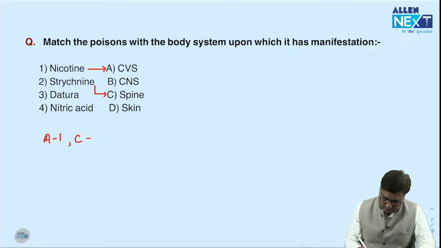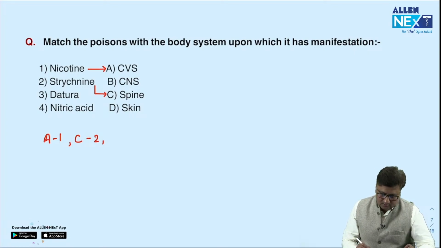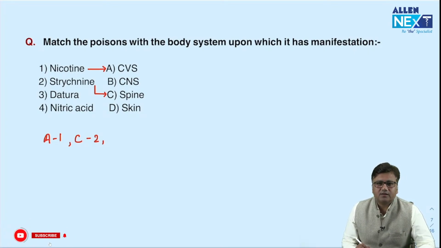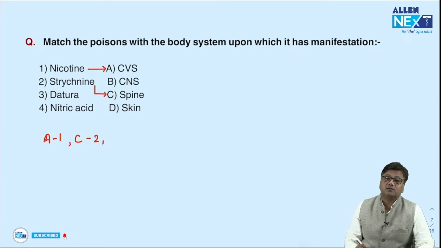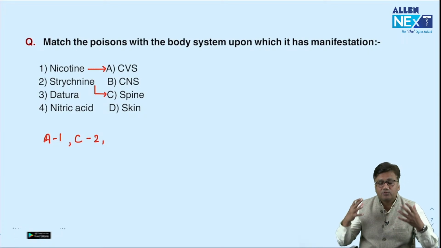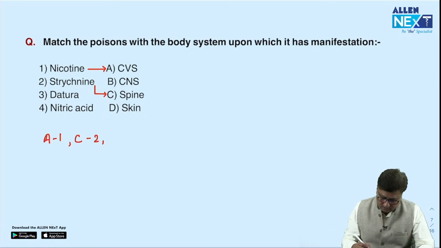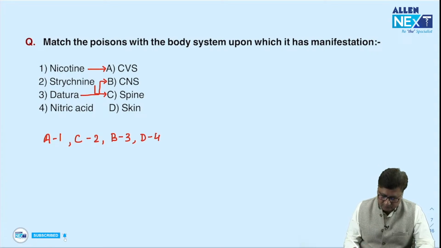C matches with 2. Then third is Dhatura. Dhatura is a deliriant poison. It causes delirium. So it's a cerebral poison. So Dhatura will go with CNS. So we have B going with 3, and then nitric acid goes with skin. So D goes with 4.